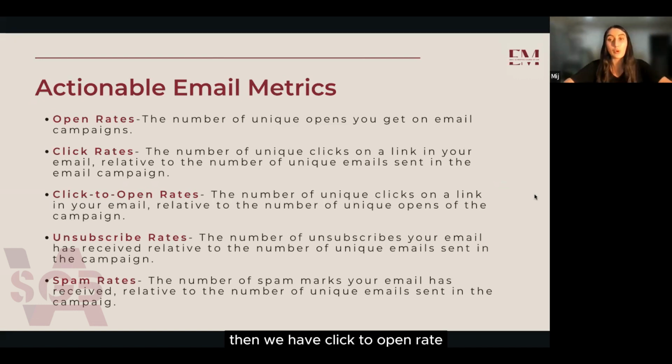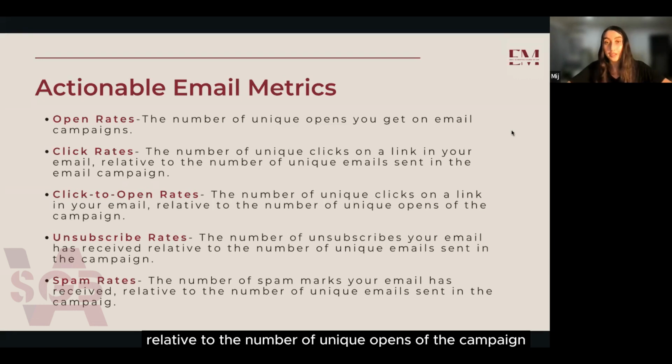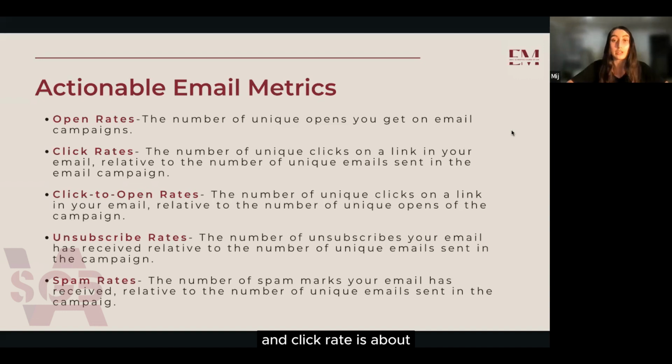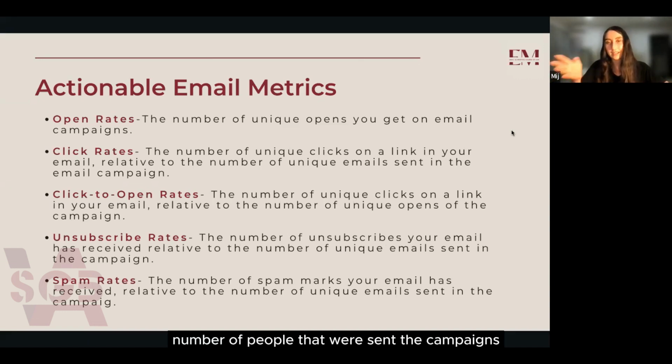Then we have click to open rate. So what does this mean? It means the number of unique clicks on a link in your email relative to the number of unique opens of the campaign. So it basically means how many people click the link in comparison to the unique opens. Click to open rate is between opens and the unique clicks, and click rate is about the number of people that were sent the campaigns.